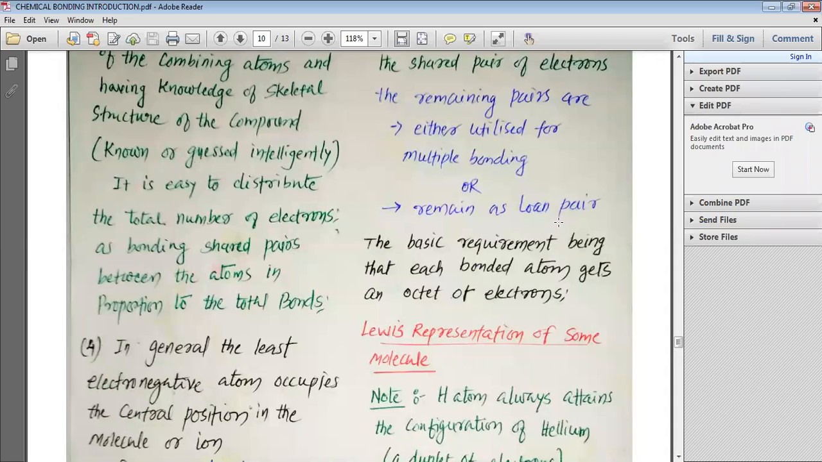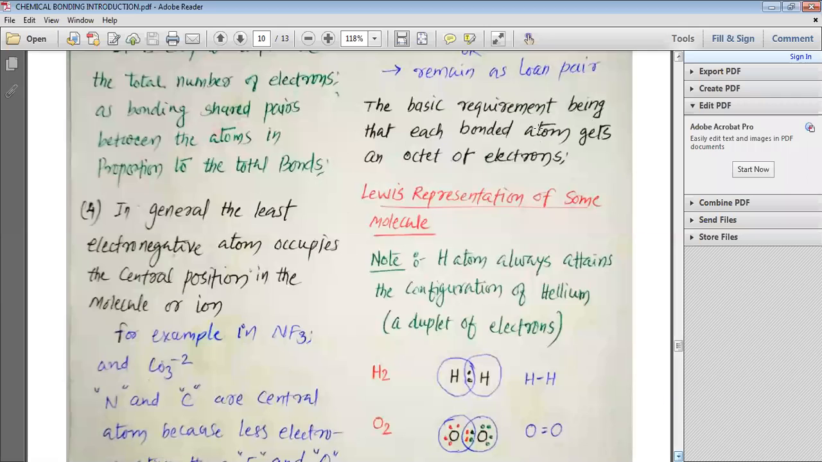So when the bond pairs have been shared among the atoms, then we can move to the next step and provide these electrons for multiple bonding if needed, or we have to put them on the symbol of the atom as a lone pair. Multiple bonds are needed only when the octet has not been attained. If the octet has been attained with a single bond, then we can put them as a lone pair on the symbol. The basic requirement is that each bonded atom gets an octet, or 8 electrons.